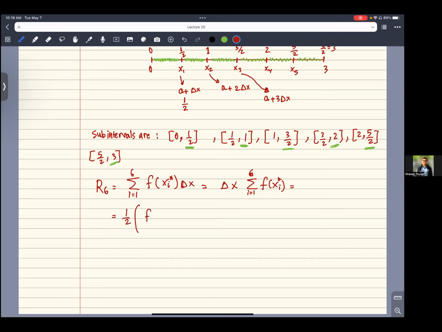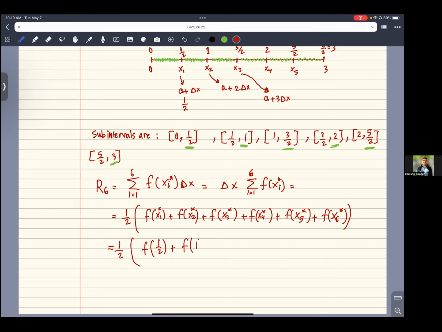f of x1 star plus f of x2 star plus f of x3 star plus f of x4 star plus f of x5 star plus f of x6 star. Now I'm gonna plug in the values. So it'll be f of 1/2 plus f of 1 plus f of 3/2 plus f of 2 plus f of 5/2 plus f of 3.